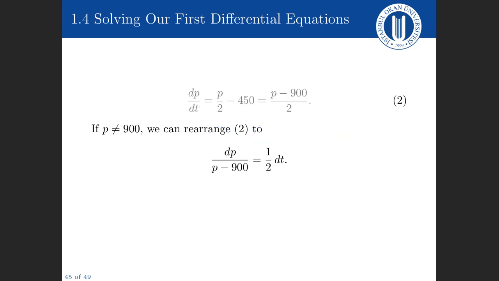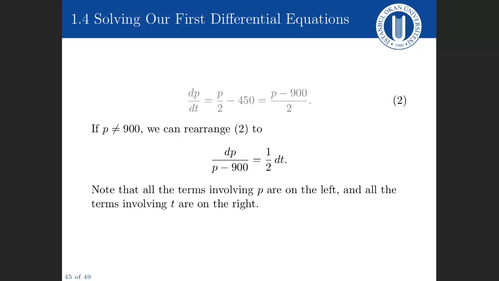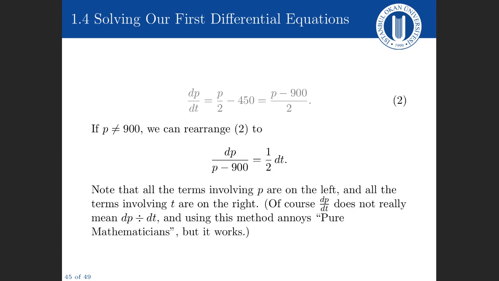At this point, notice that all of the p terms, we have a p here and a p here, all of the p's are on the left, and all of the t terms, there's only one, this one here, are on the right. This is the method. We want to move all of one letter to one side of the equal sign and move all of the other letter to the other side. Now, before I go on, of course, dp/dt does not really mean dp divided by dt. And the method which I'm showing you can annoy pure mathematicians who say you shouldn't do this. But this method works and it's easy to use.